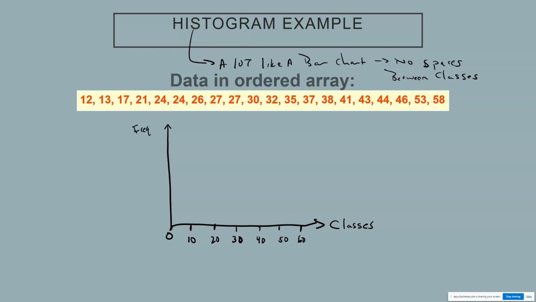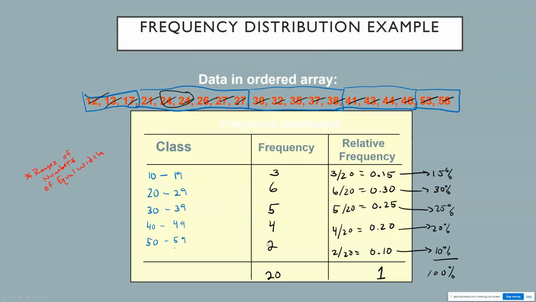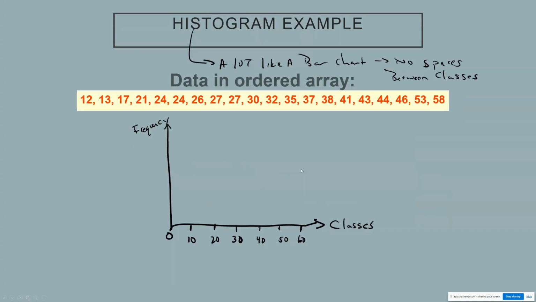Up here, I'm going to do frequency. And that would be count. So it looks like the lowest would be 2 to 6, 6 being the highest. So I'll actually just go 1, 2, 3, 4, 5, and then 6.